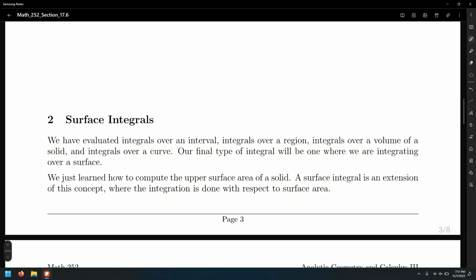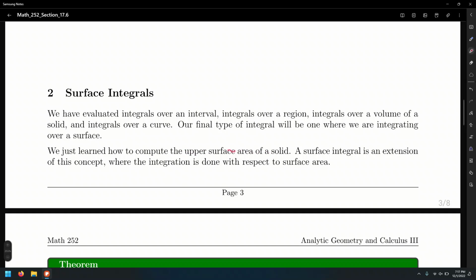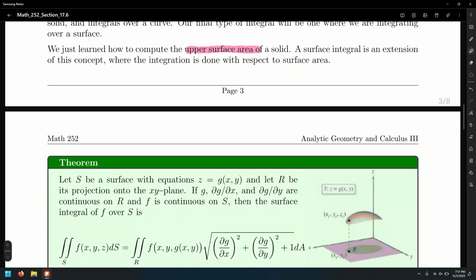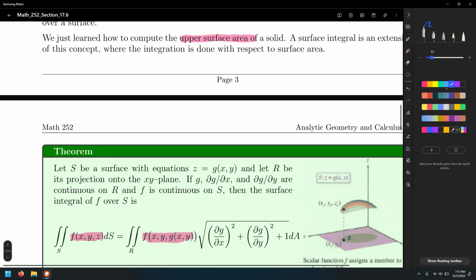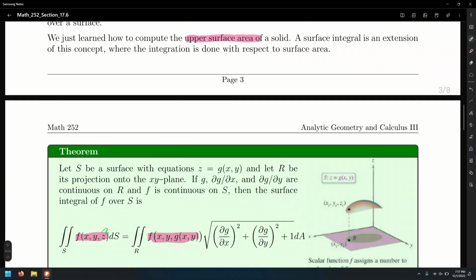So we move on to a new kind of integral, which is the surface integral. We learned how to compute the upper surface area of a solid. But a surface integral is an extension in which we are going to integrate with respect to some surface area. And in this f of x, y, z, the z gets replaced. Here is the little trick: whenever you see the letter z, replace it with the given function that depends on x, y, because this dA just depends on two variables.